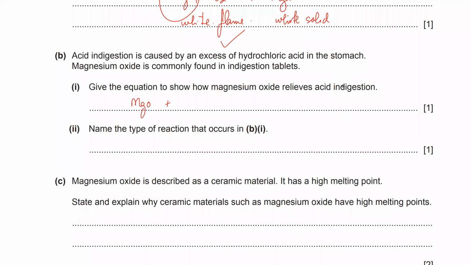Stomach के अंदर what acid do you have in the stomach? HCl होता है वैसे. तो it's going to form... Name the type of reaction. Neutralization. कि वो acid जो है ना वो neutralize हो जाता है. That's it.